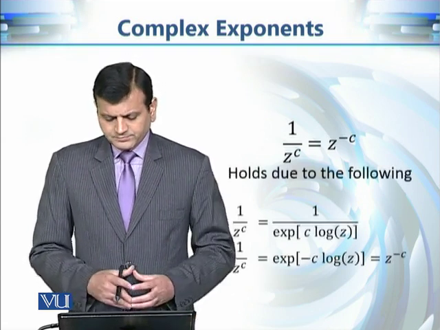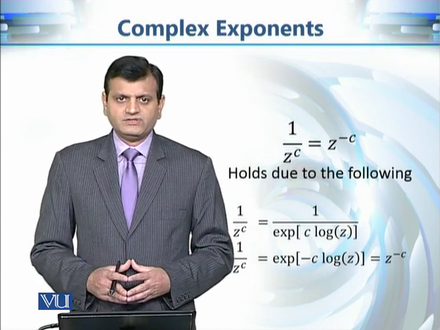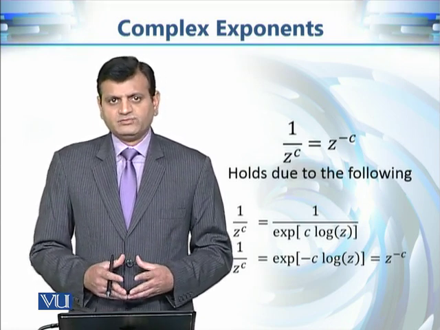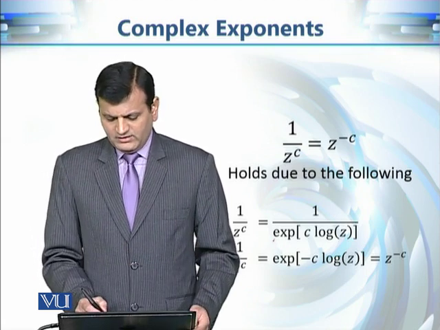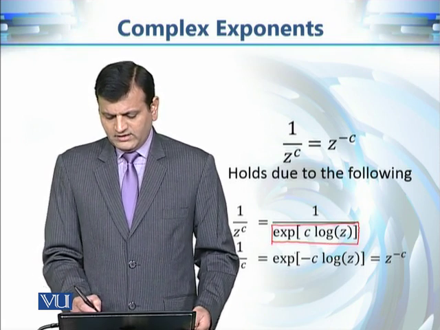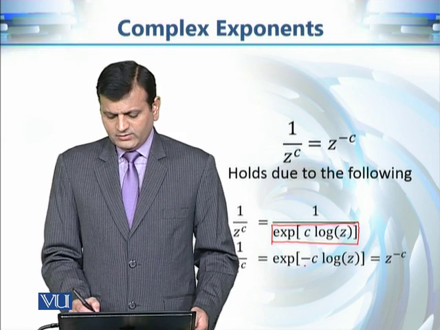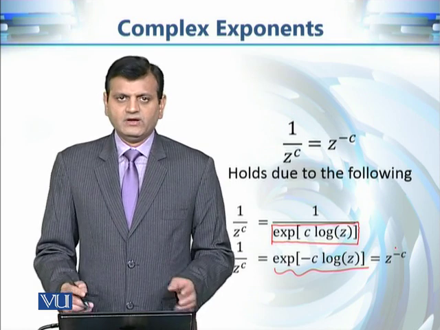Okay, now this holds for a very simple reason, because 1 over z raised to power c is equal to 1 over exponential of c log of z, and since this is once again e raised to power some number, we can say that this is going to be equal to e raised to power minus c log of z, and of course this is the same as z raised to power minus c.